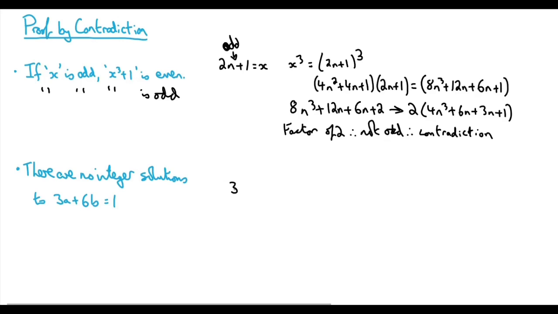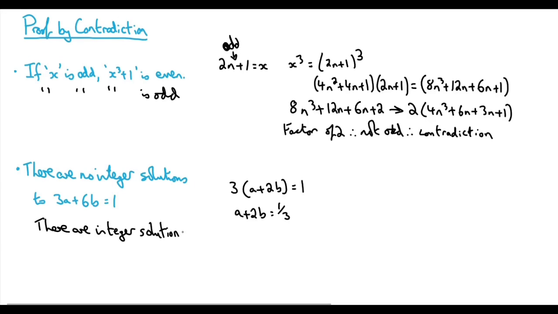So if we were to take out 3, we'd be left with a plus 2b equals 1. And so just dividing by 3, a plus 2b equals a third. Okay, so we've made this rewriting. Well, what's the significance of that? Well, the significance is that the contradictory statement to this would be that there are integer solutions. Integer, again, just to clarify, meaning a whole number.